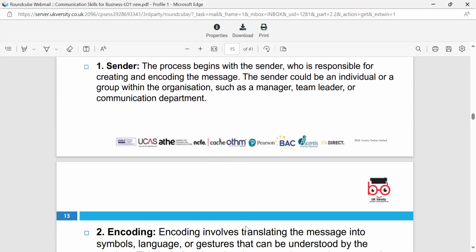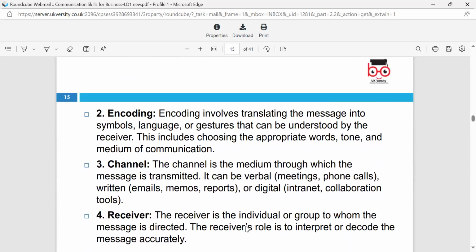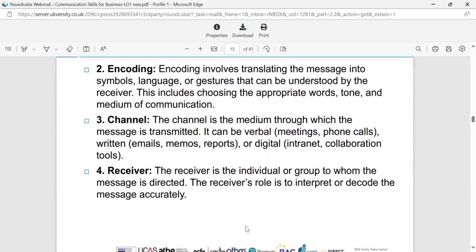Then you have the second stage, which is encoding. This involves translating a message into symbols, language or gestures so it can be understood by the receiver. The way you do this is you include appropriate words, the tone and the medium of communication when you're sending this message. The channel, number 3, is the medium through which the message is transmitted. So it could be verbal, emails, written, or digital through collaboration tools. It's how you portray the message and through which channel.